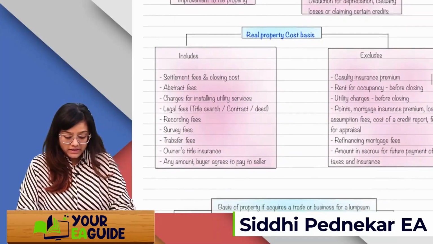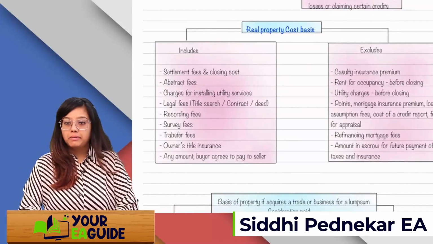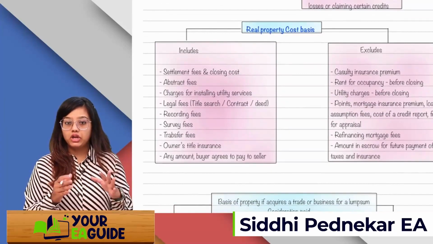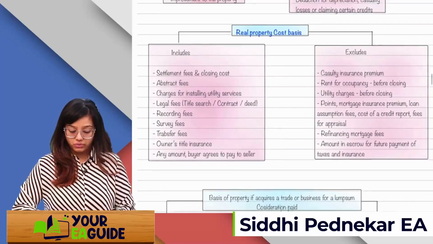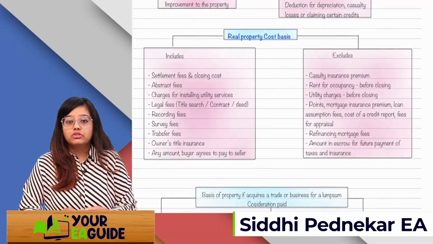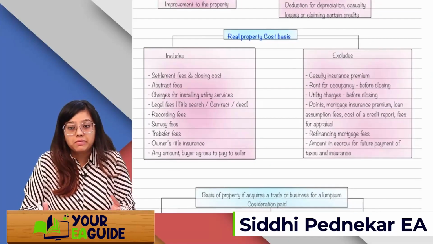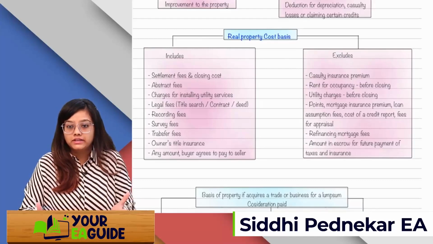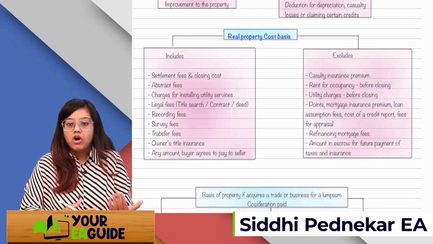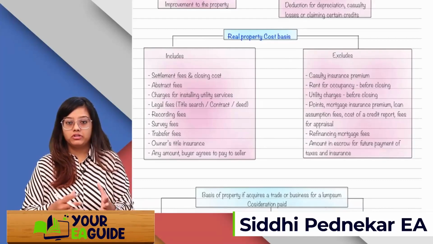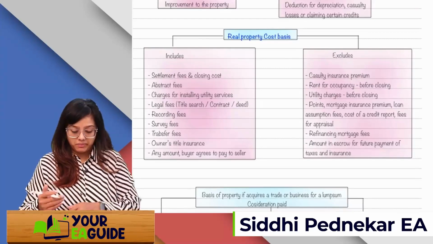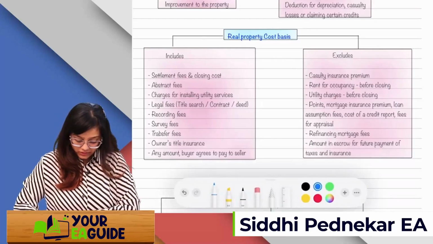Okay. Now let's see about the real property's cost basis. What will be included and what will be excluded. Okay, so if I talk about real property, means what? Just the real estates, right? The building, land, all those are called real property. All the real estates are called real property. What all things will be included in it?